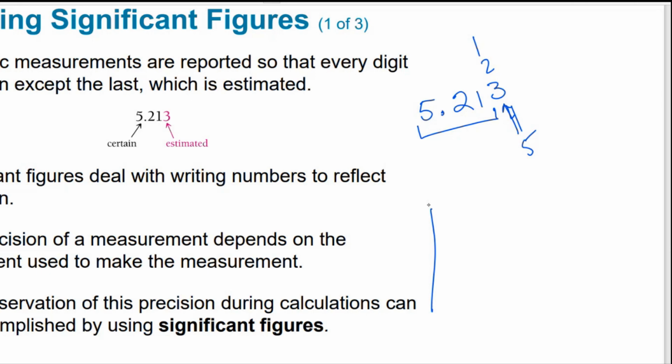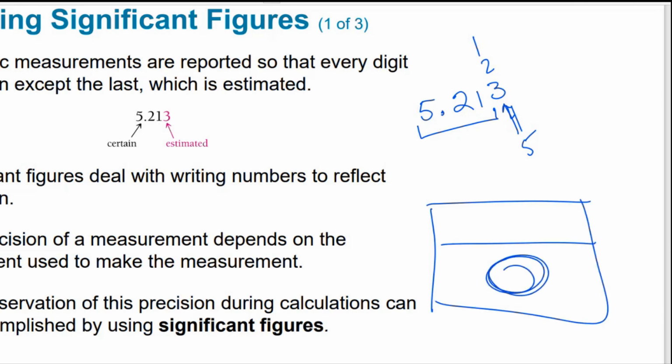Like if you have a scale and you put a lump of coal on the scale and your scale reads 4.537 grams. That means that you know this lump of coal is 4 grams. It's not 3 grams or 2 grams or 5 grams, it's 4. And you know it's 4.5. And you know it's 4.53.